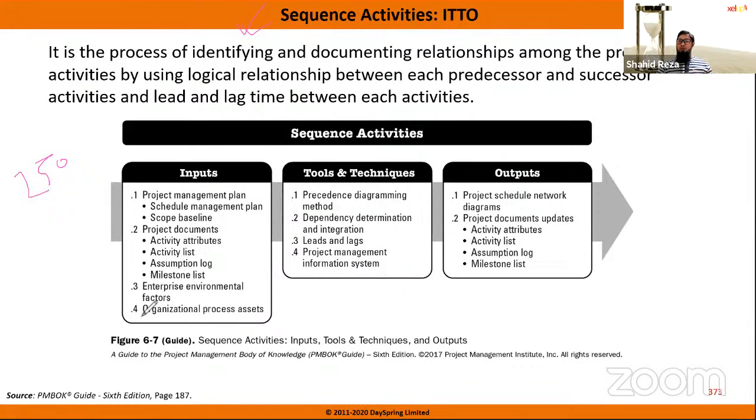So what will be the input here? The main inputs will be these three things: activity list, activity attributes, and milestones that we identified in the last process. So now we will take these 250 activities already in these three project documents, and apply some techniques, tools and techniques.